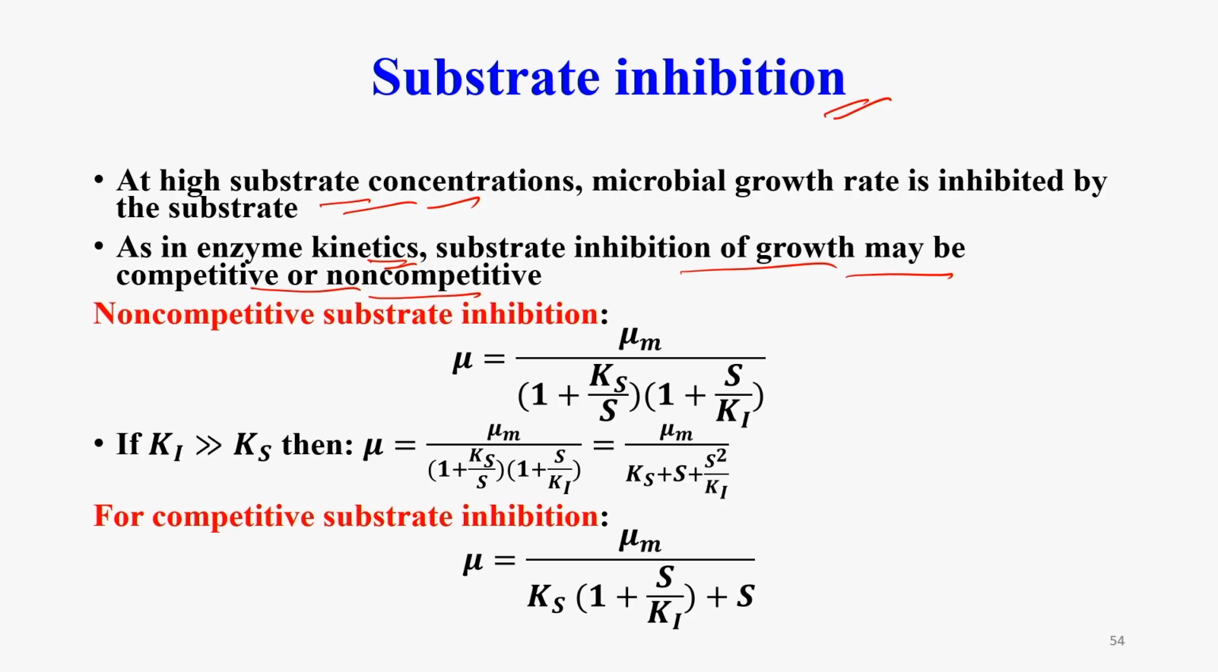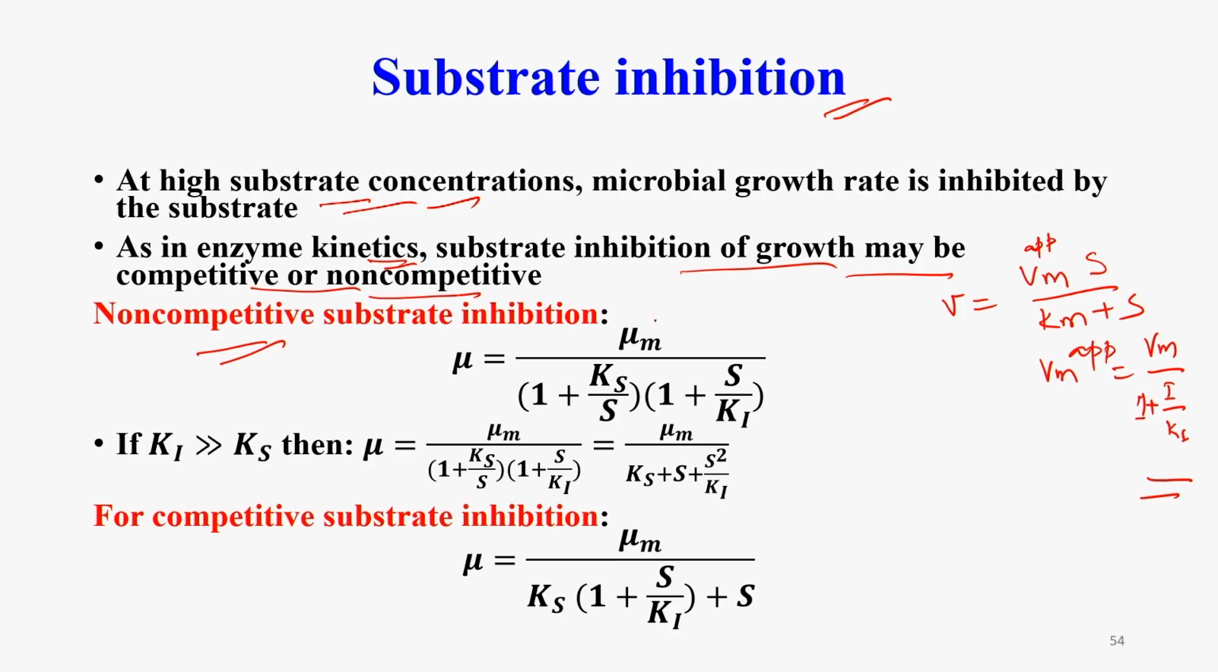If you remember non-competitive enzyme inhibition, what was the expression? In the case of non-competitive, it was V equals V max apparent S upon Km plus S. And what was V max apparent? V max apparent was V max divided by 1 plus I upon Ki, right.